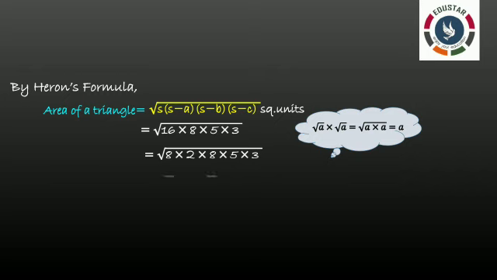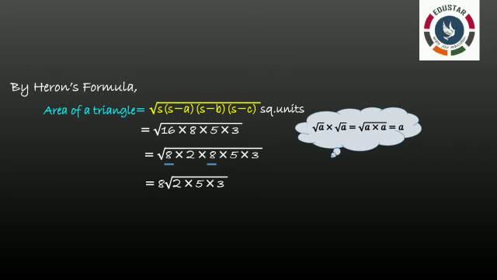Already we have discussed in the first chapter, right? Square root of a into square root of a will be equal to a. So inside the square root we have 8 into 8, so we can take that 8 outside the square root. So we will get our answer as 8 into root of 2 into 5 into 3. So these numbers 2, 5, 3 are not repeating, right? So just multiply the numbers.